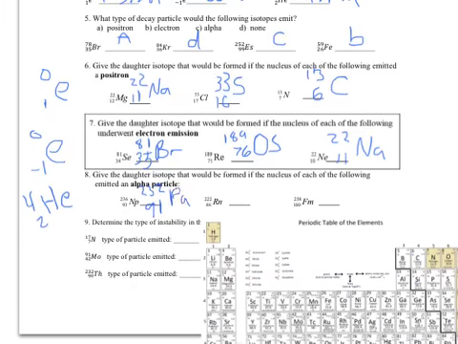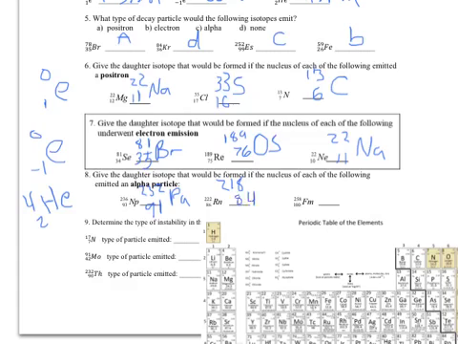The next one is radon 222. So the top is going to go down by 4. 222 minus 4, that is 218. And I lose 2 units of positive charge. So instead of 86, I'll have 84.